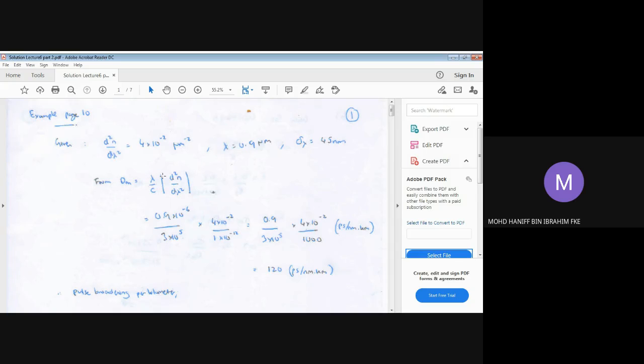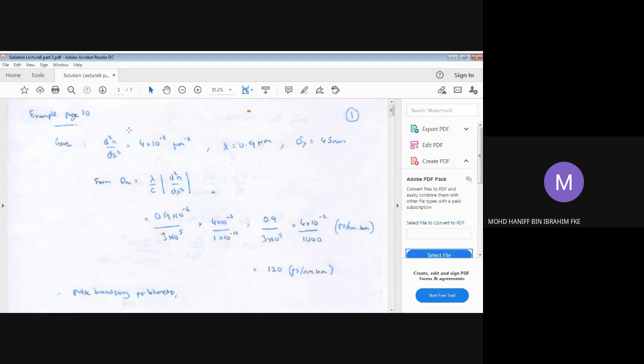Okay, so lambda is 0.9 micrometer, given. C is 3 times 10 power of 8, but I'm using 5 here. Why 5? Because I can straight away use the unit of the speed of light in kilometers per second. The unit for dm is picosecond per nanometer per kilometer, so I can change this to kilometer per second: 3 times 10 power of 5.